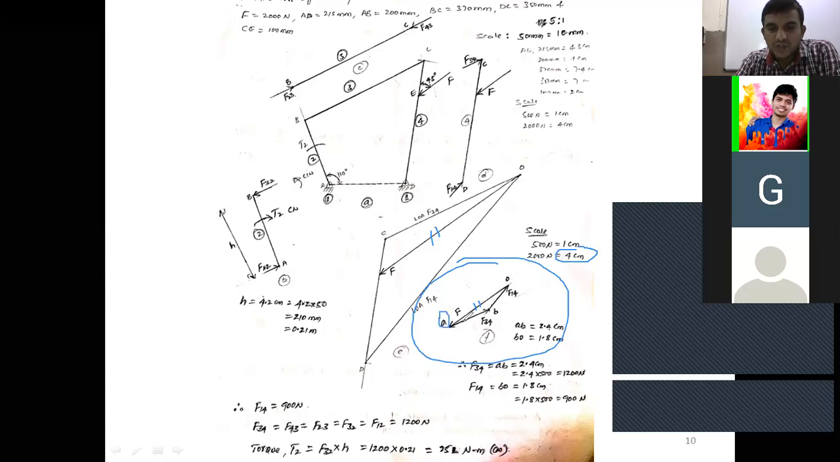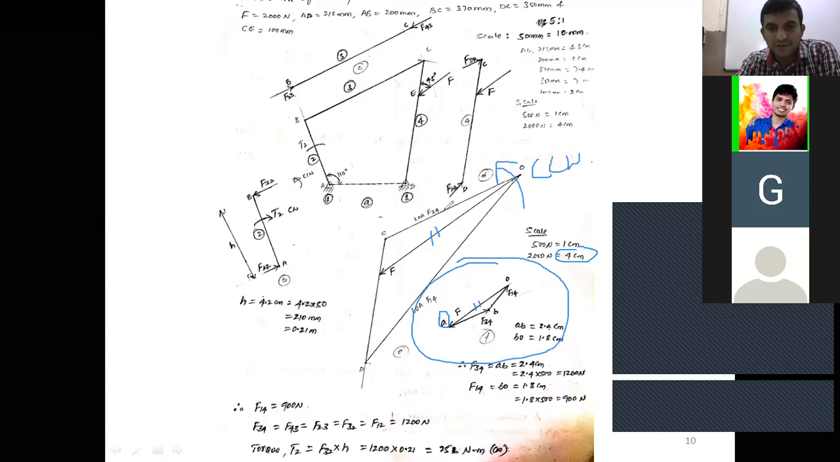Now OA, the length of the line, shows the magnitude of the external applied force, right? What does the arrow mark show here? Downward, that's why you show it downward. From point A, next we measure F in the counterclockwise direction. We consider the counterclockwise direction of force.